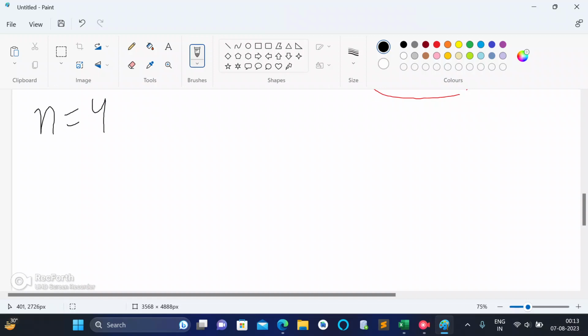Let's say for n is equal to 4, and if we derive the formula for n is equal to 4, we will generalize it. If n is equal to 4, it means there are 2n is equal to 8. It means there are 8 sides.